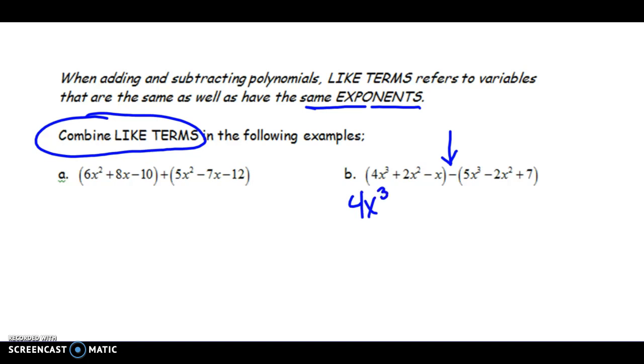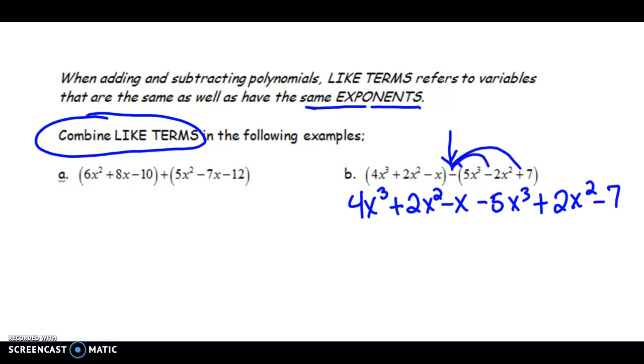I'm going to rewrite letter B as 4x to the third plus 2x squared minus x, because the first one has nothing in front of the parentheses, but the second parentheses is going to turn into minus 5x to the third plus 2x squared minus 7. So that got distributed to all of the signs. It's going to change all of the signs in the parentheses. Now I'm ready to combine like terms. Always remember that the sign in front of something stays with it. So that's a positive 4x to the third and a negative 5x to the third. And I'll let you finish from here.